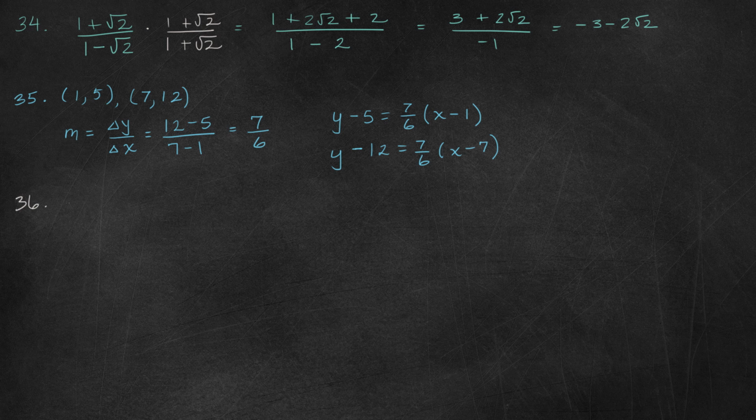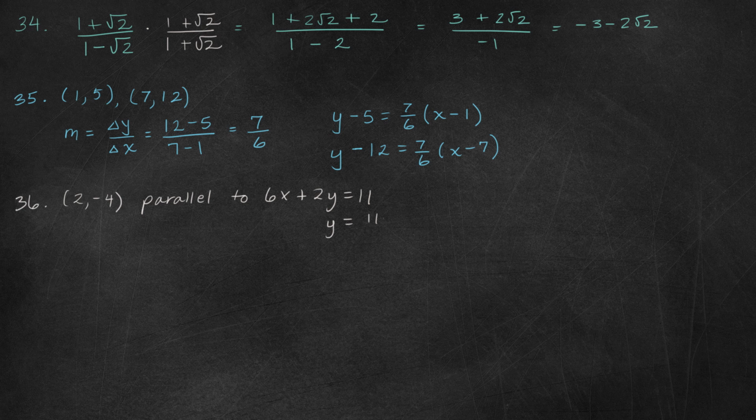Number 36, write the equation of the line passing through the point 2, negative 4, and parallel to the line 6x plus 2y equals 11. We have a point on the line. We need to know the slope of the line. Well, if it's parallel to 6x plus 2y equals 11, then it has the same slope as 6x plus 2y equals 11. So I'm going to solve this equation for y.